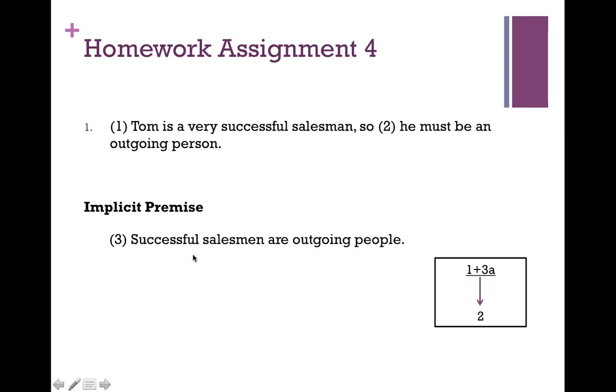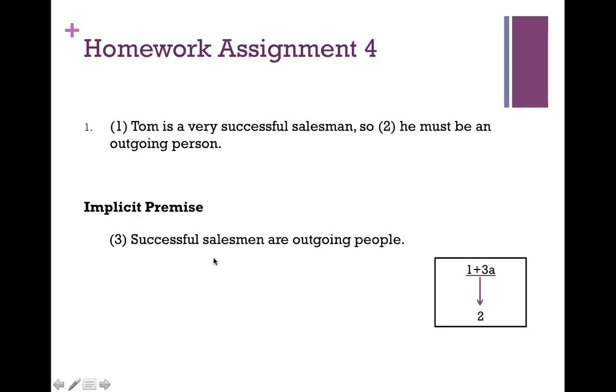Now, you might have worded this assumption slightly differently. You might have said, very successful salesmen are outgoing people, which is actually what I should have said to be precise, because it doesn't just say successful up here, it says very successful. You might have said all very successful salesmen are outgoing people, or most very successful salesmen are outgoing people.